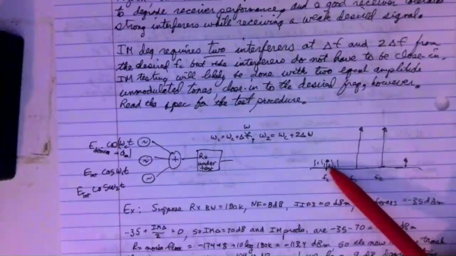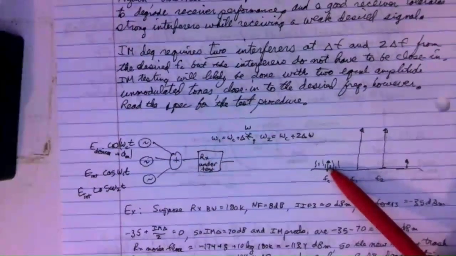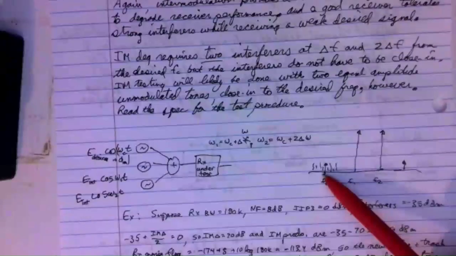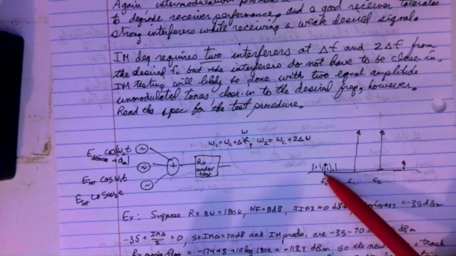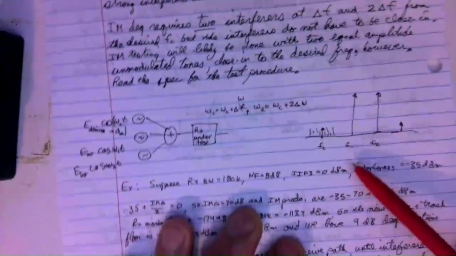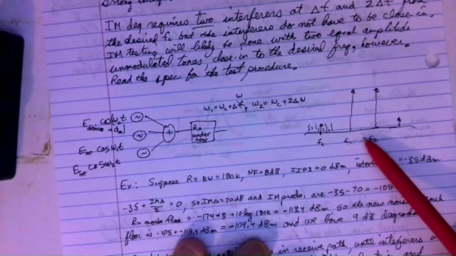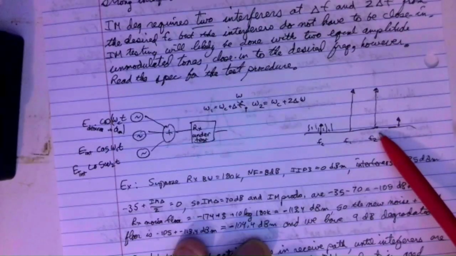Once it lands here, it's right on channel, and you've already lost the war past the point where that IM product was created. And also the reason why third order IM is kind of ornery is that it's hard to filter off these guys too, because they're close in, or at least can be close in.